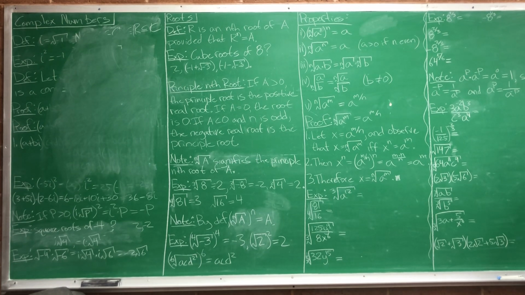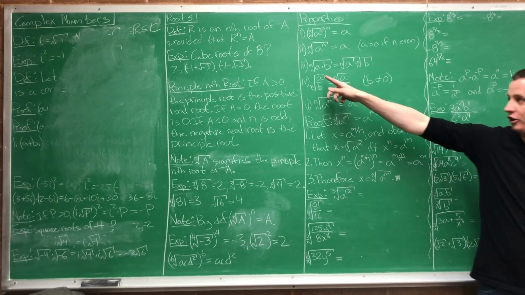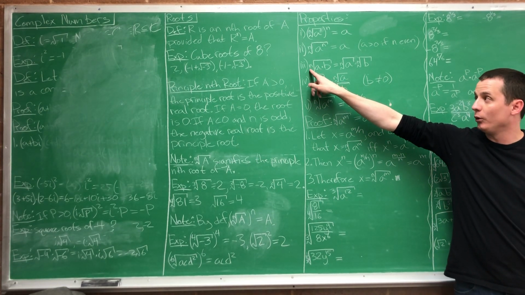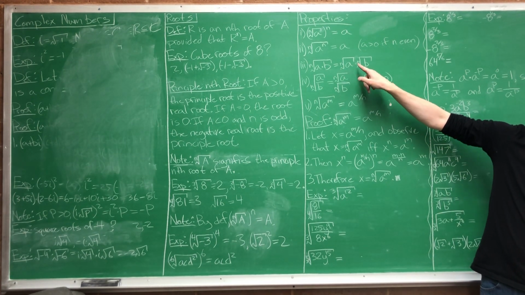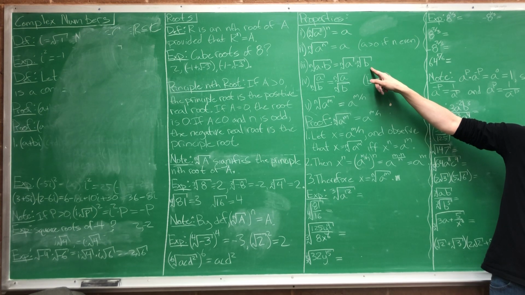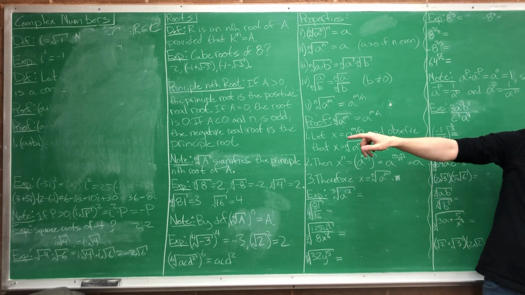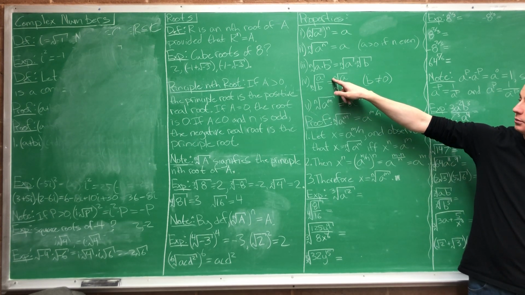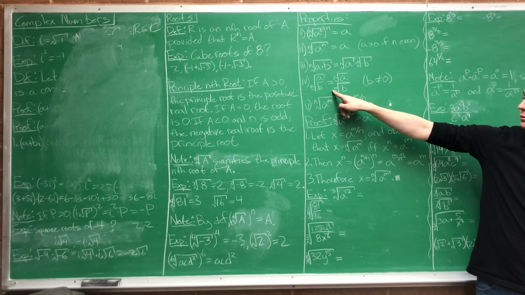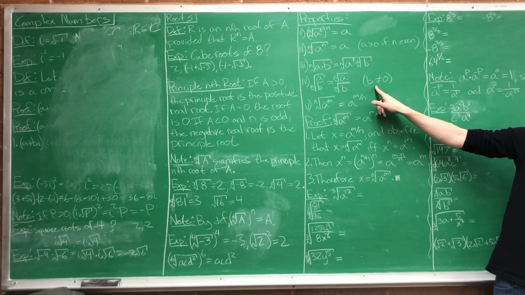Okay, so more properties now, like Emma was just talking about. The principal nth root of A times B is the same thing as the principal nth root of A times the principal nth root of B. And the principal nth root of a over b is equal to the principal nth root of a divided by the principal nth root of b, as long as b is not 0.